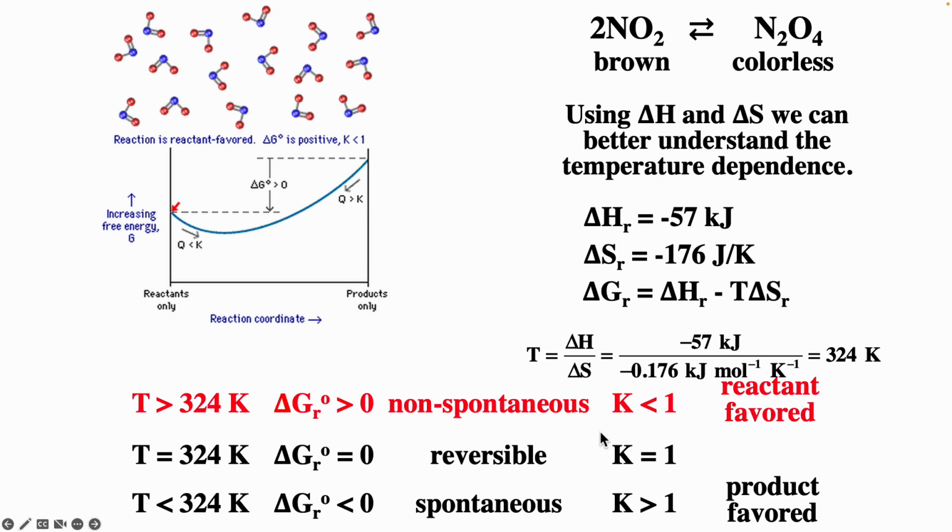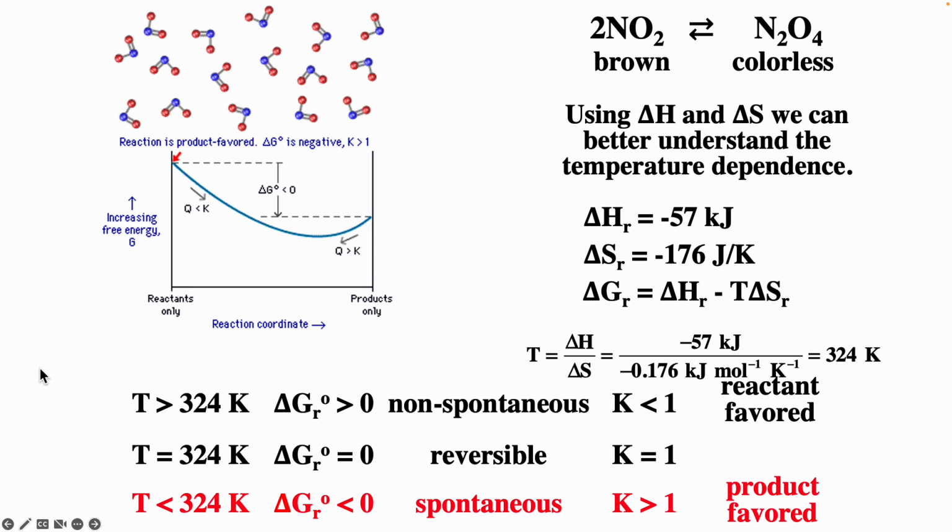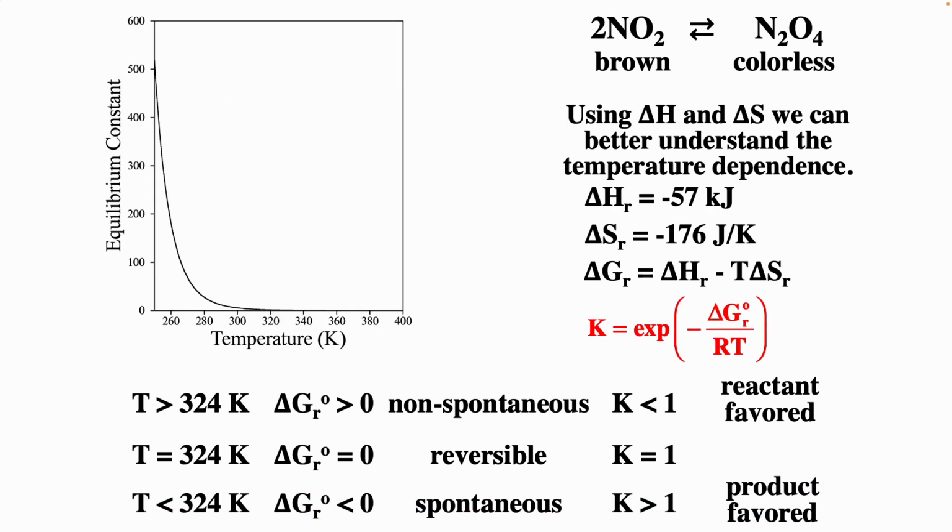And so you can think about it at temperature greater than 324, you're mostly looking at the reactants. It's reactant favored. And then as you raise the temperature, the minimum actually goes towards the right. We can look at the equilibrium constant as a function of temperature. And so as you increase the temperature, the equilibrium constant goes down dramatically. And it makes sense because it's e to the minus delta G, and so it goes exponentially down.